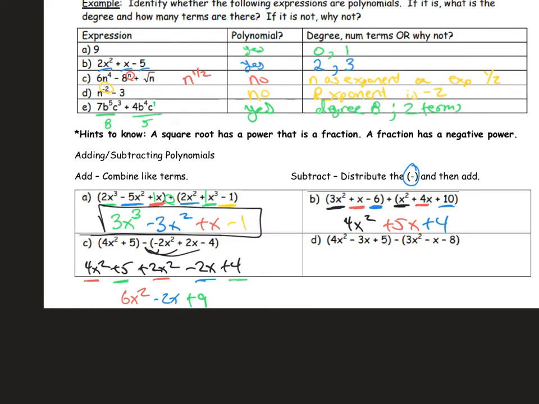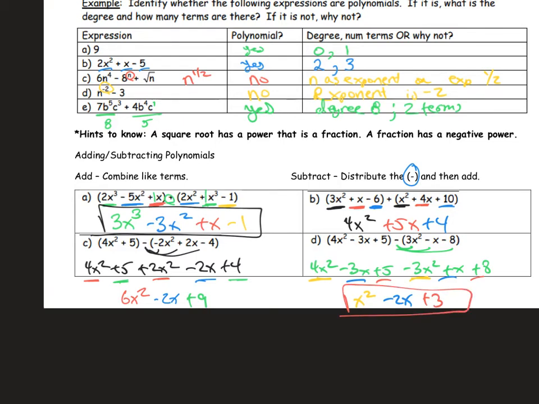So same thing, I'm going to come over here, I'm going to distribute this negative. So I got 4x squared, just going to rewrite it, minus 3x plus 5. Now when I distribute that negative, I got -3x squared. I get a positive x, and then I get a positive 8. So when we're combining like terms, our x squared, 4 minus 3 is 1, so I just got an x squared. -3 plus 1 is -2x's. And then 5 plus 8 gives me a 13, and you got your solution.